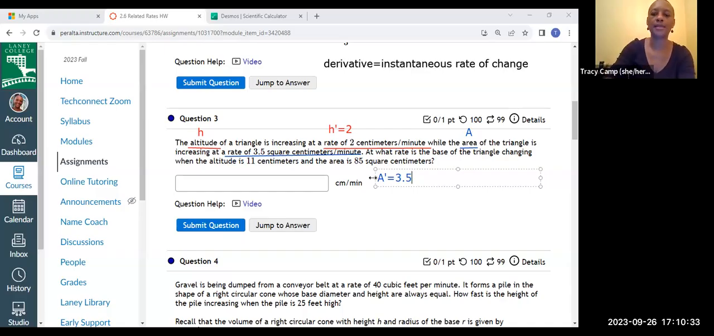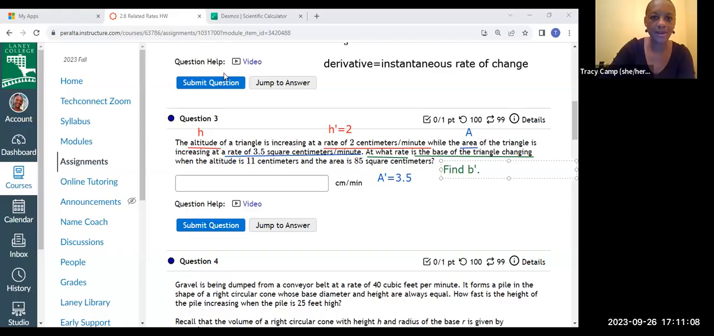We're being asked at what rate is the base of this triangle changing? So in this case, this is asking us to find the base's rate, right? Which means we're trying to find B prime. That's our job.